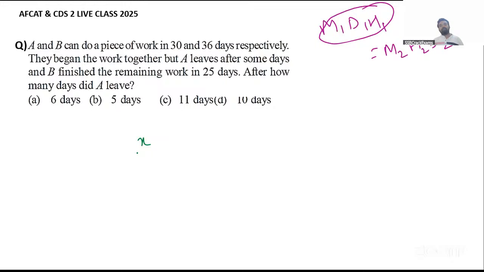Okay, so X upon 30. Who leaves? B finished. Okay, A leaves. So X upon 30, and B takes extra 25 days upon 36. It is about to complete the whole of the work.